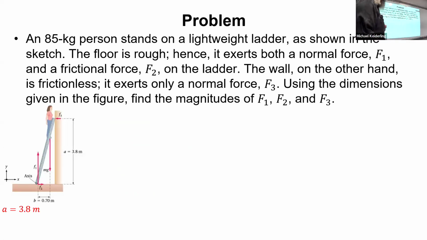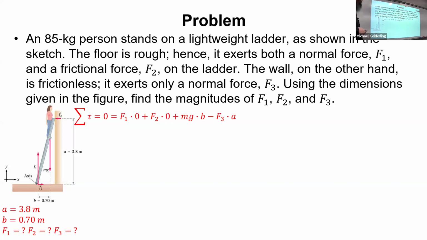Okay. So A here is 3.8 meters. B is 0.7 meters. F1, F2, and F3 are what we want to find. So, first, the torque.